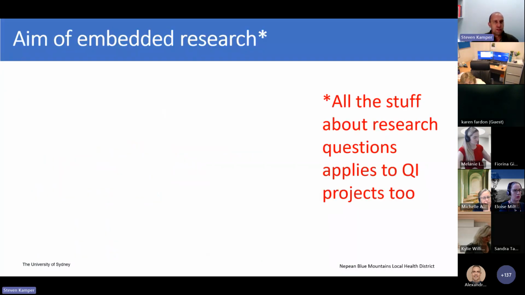All right, so the aim of embedded research. I've mentioned embedded research once or twice. What do I mean by that? I mean research which is done in the course of day-to-day practice. And I'll make the point again, all the stuff about research questions that I talk about today applies to QI projects also. I don't think you need to agree with my view on them being the same, but what I'm saying applies to both anyway.